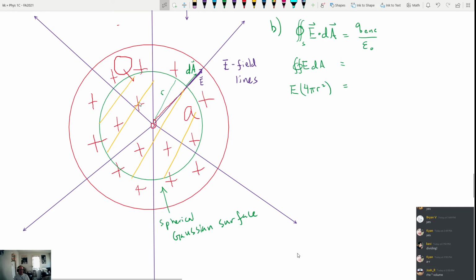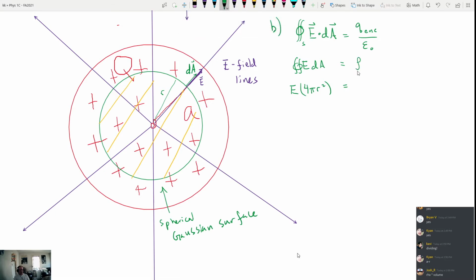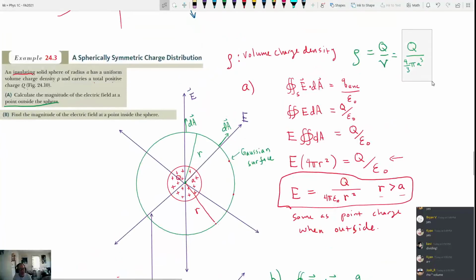So if I take the volume here, right? If I take rho, and I multiply by the volume of the Gaussian, that should work, right? Because rho is density, charge per unit volume. The volume of my Gaussian would be 4 over 3 pi r cubed. There we go. We even know what rho is. From above, we know that rho was equal to this, q over 4/3 pi a cubed.